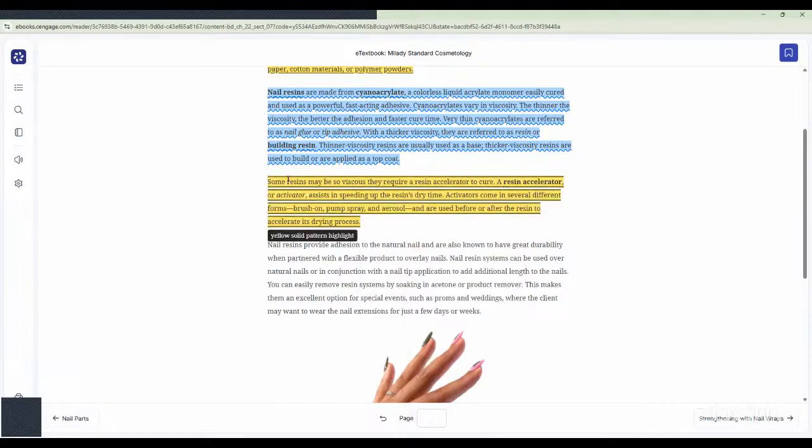It says some resins may be so viscous that they require a resin accelerator. An accelerator is kind of like a spray. So once you do the nails, then you'll come back and spray them. For some gel systems, the spray helps harden it faster. Some people just use a fan, and the fan dries it and makes it set faster. Some people also use a light, so you can use a product, a light, or a fan.